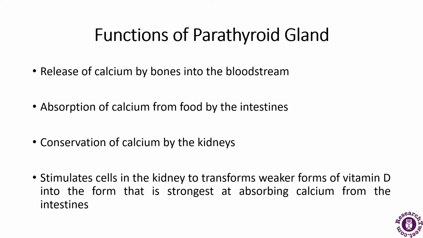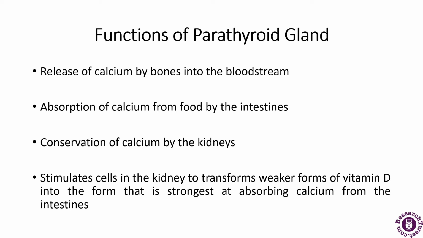There is an absorption of calcium from the food by the intestine. There is a conservation of calcium by the kidneys, and it stimulates the cells in the kidneys to transform the weaker forms of vitamin D into the form that is strongest at absorbing the calcium from the intestine. So the main target organs where the parathyroid gland exerts its effect are the bones and the kidney. Bones need the calcium, and the kidney also needs the calcium. So the main organs are the bones and the kidney.